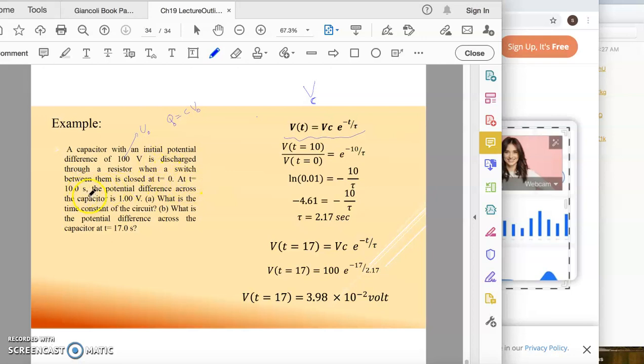At t equal to 10 seconds, the potential difference across the capacitor is 1. All right. What is the time constant of the circuit? So basically, what is missing? Time constant, tau. Tau is RC. But here, do we have R? No. Do we have C? No. So I cannot find the time constant by using my regular easy tau equals RC. We have to form the equation, and we have to find tau from this equation.